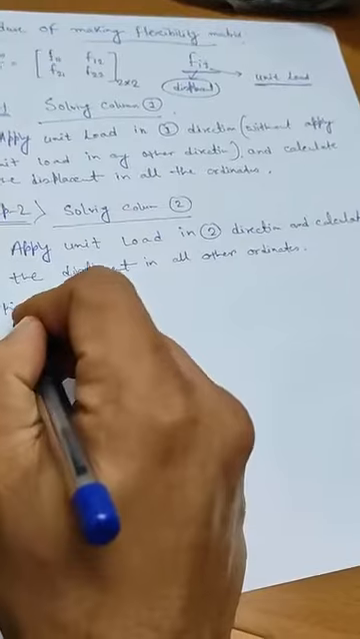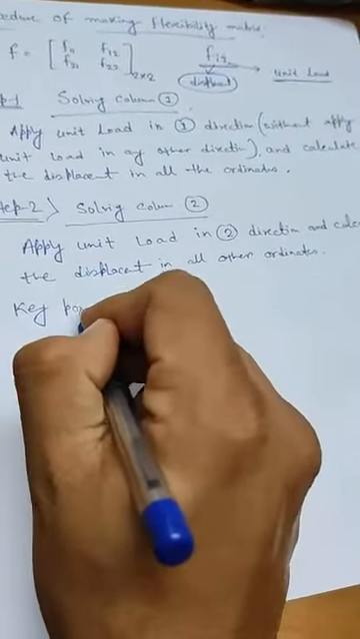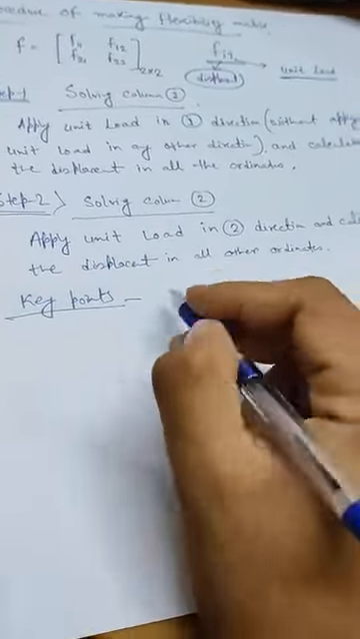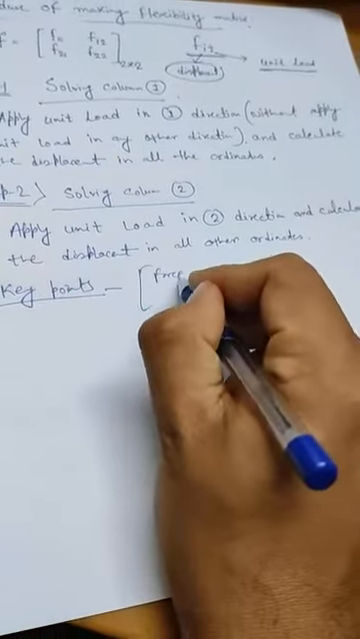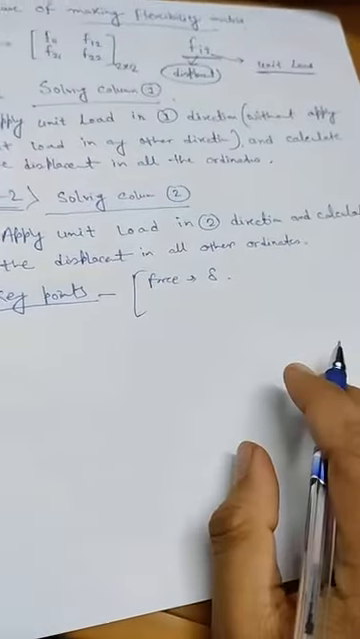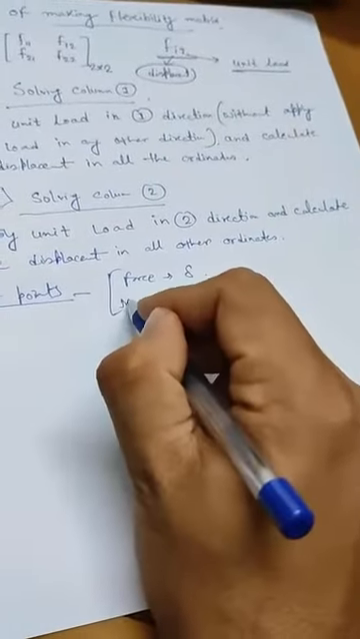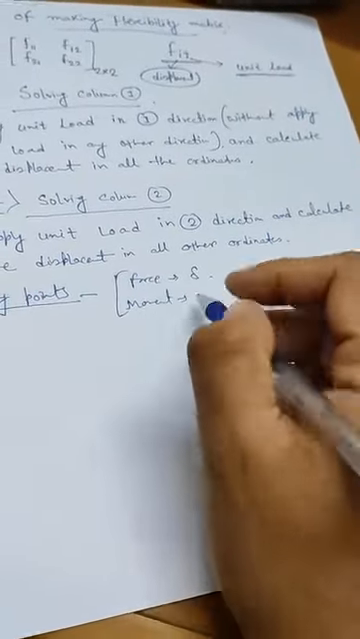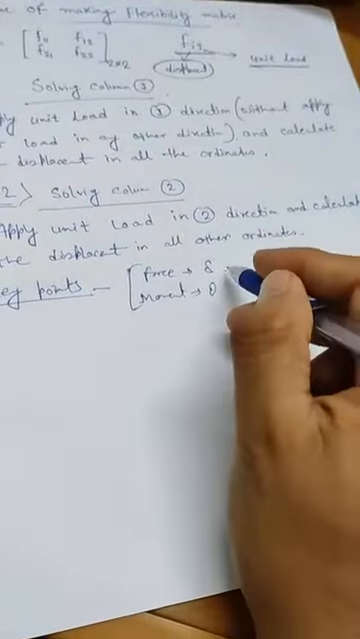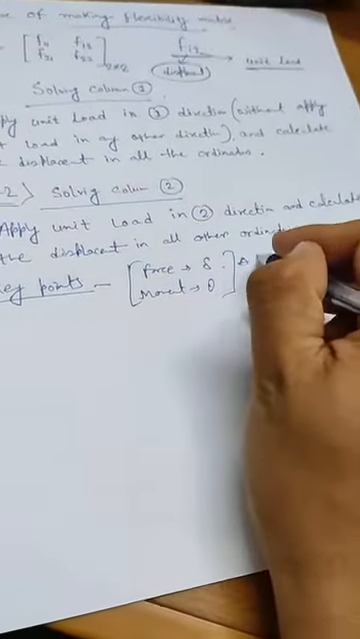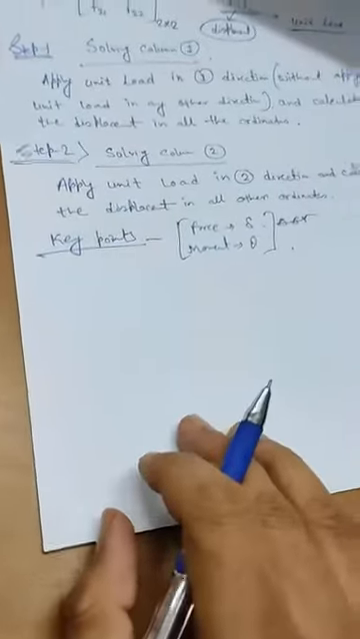So now what are the key points? In case of force, when we apply force we have to watch the displacement, which is denoted by delta, and when we apply moment we have to watch the slope, which is denoted by theta. This is the most important part when you solve any beam or bar problem, right?